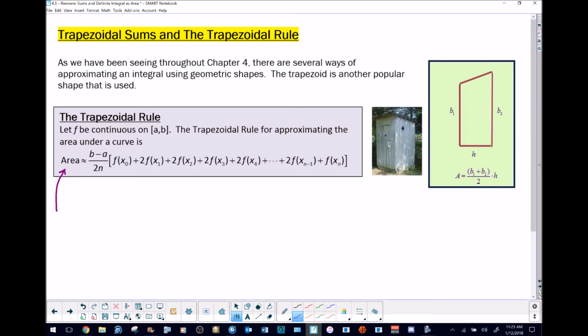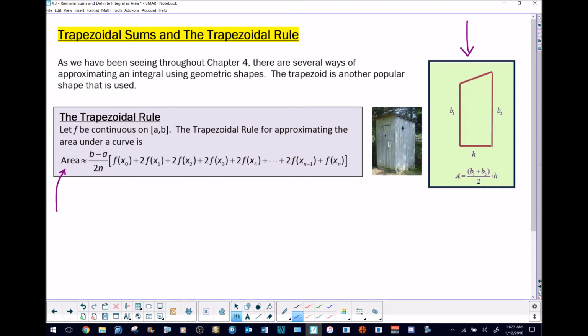So the first thing I want to get out of the way is, what is a trapezoid? By definition, a trapezoid is a quadrilateral with one pair of parallel sides. You can see in the picture here to the right, we have such a trapezoid. And we also know that the area of that trapezoid is calculated by taking half of the sum of the bases multiplied by the height.